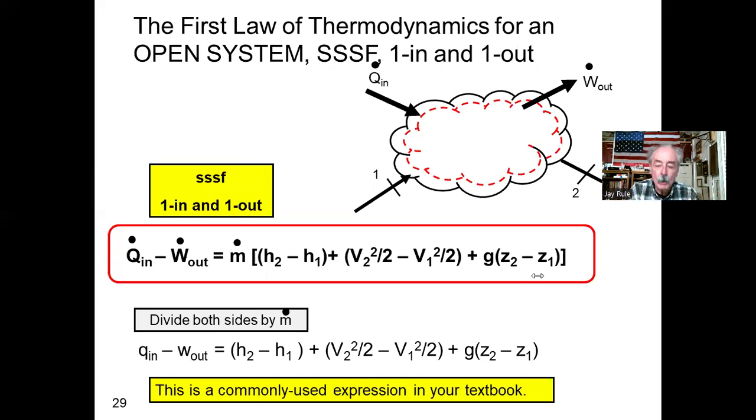Now, in the textbook, in many examples and many homework problems, the textbook divides this fundamental equation on both sides by m dot.